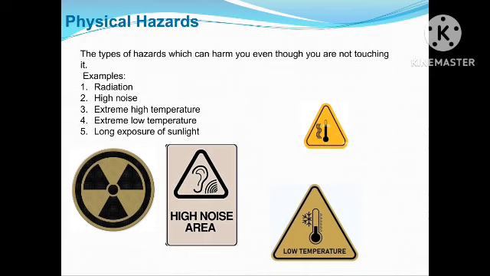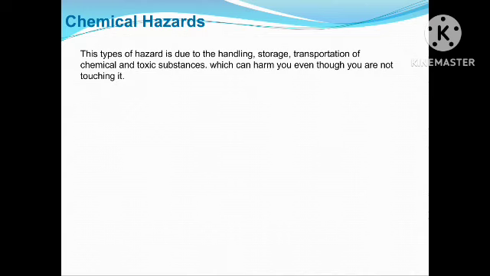So next we'll see the chemical hazard. This is the second type of occupational health hazard. Chemical hazard is basically the type of hazard which can happen due to the handling, storage, transportation, or usage of any chemicals or any toxic substance. So such type of hazard can be termed as chemical hazards, which can harm you even though you are not touching it, because if there is a leakage of chlorine gas or ammonia gas, definitely it will harm you.